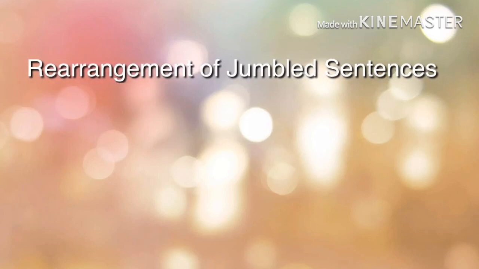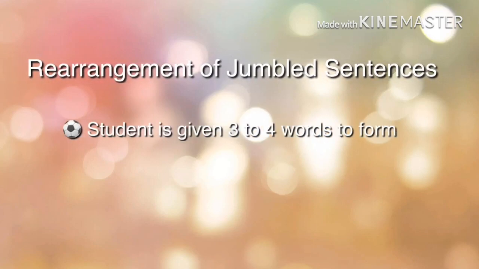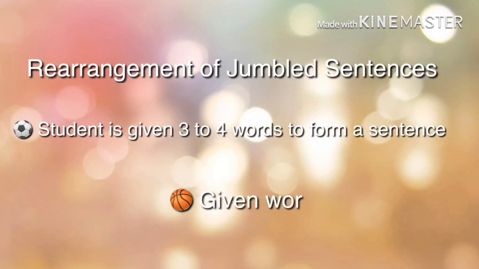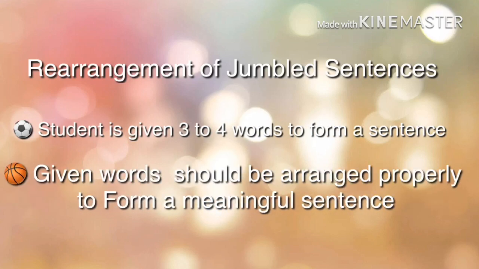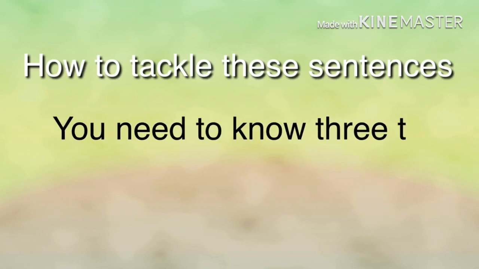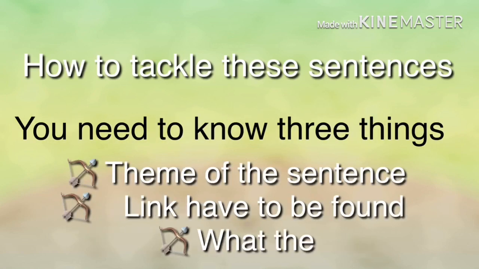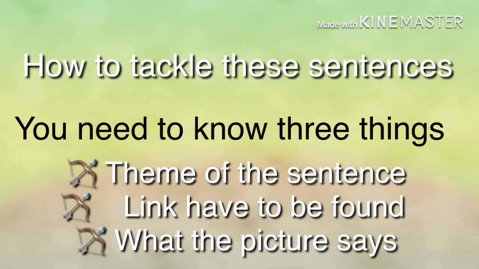Rearrangement of jumbled sentences. A student is given 3 to 4 words to form a sentence. The given words should be arranged properly to form a meaningful sentence. How to tackle these sentences? You need to know 3 things: the theme of the sentence, the link that has to be found, and what the picture says about it.